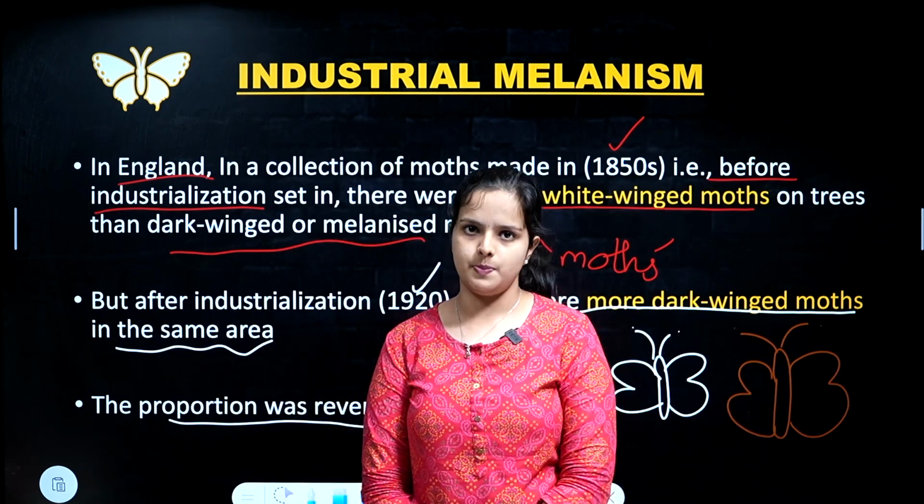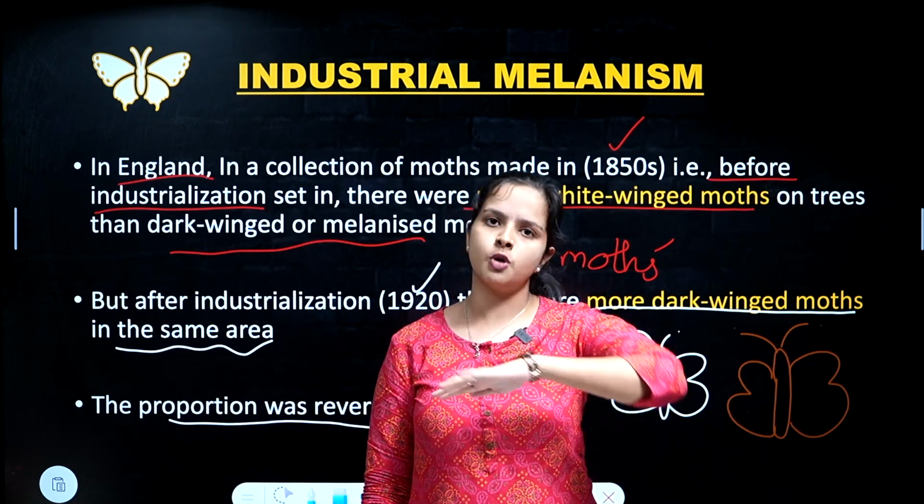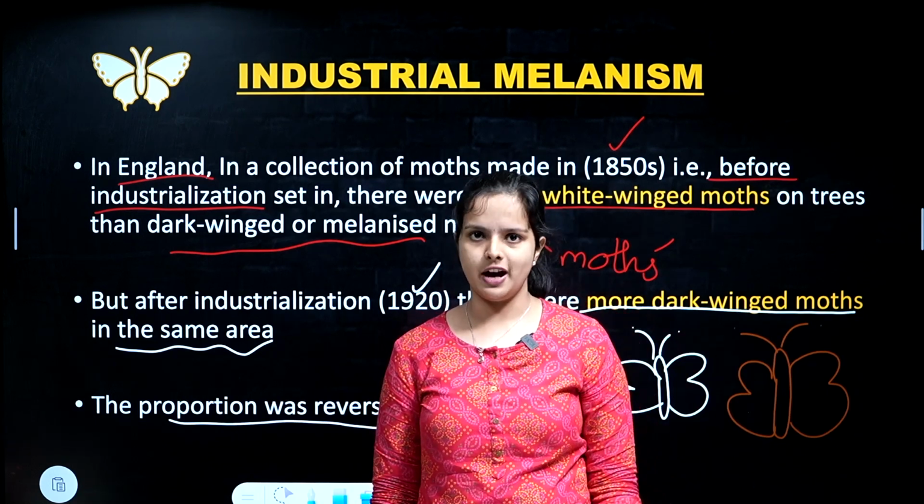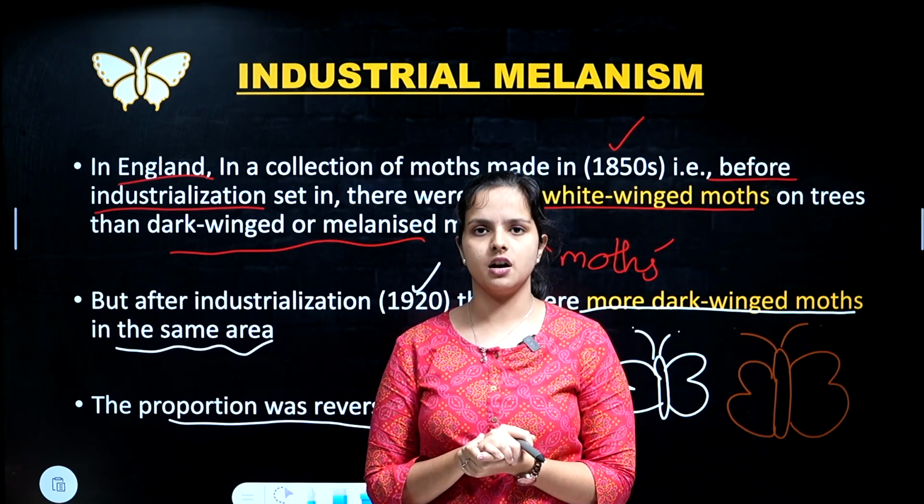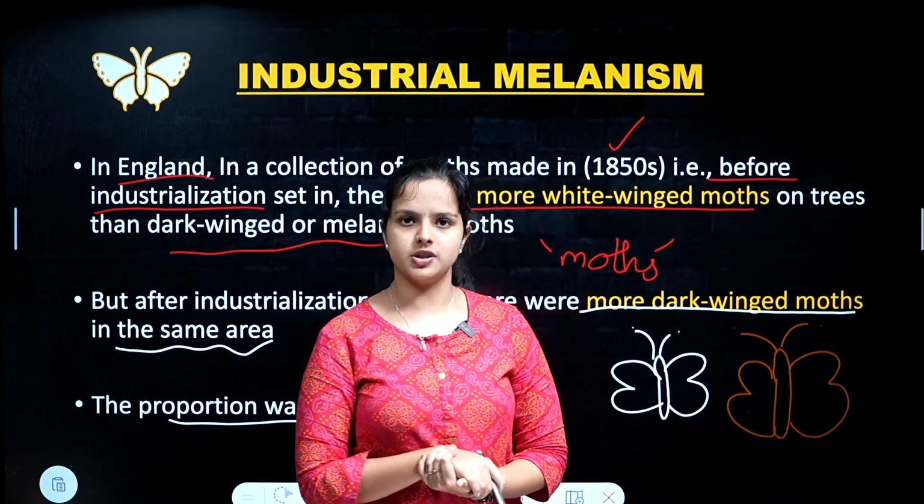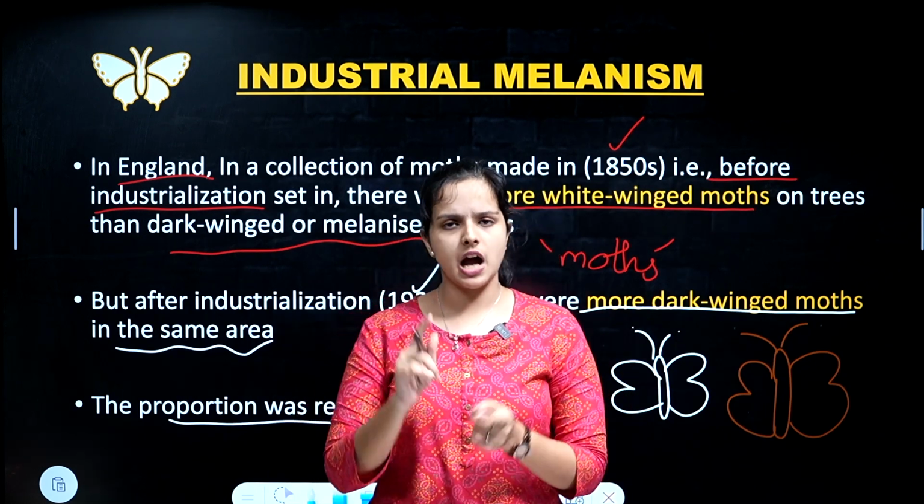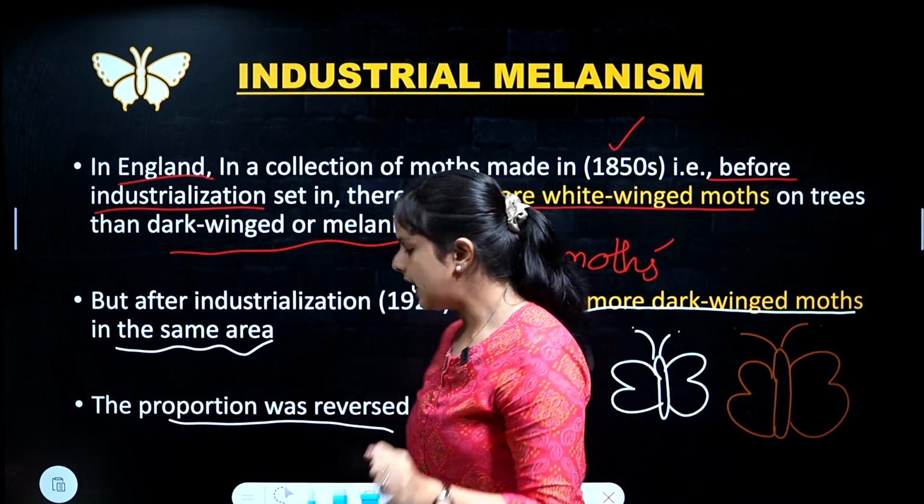So how did this happen? Before the industry set in, the majority of moths were white, and after the industries, the dark-winged moths were the majority. How did that happen? How did the proportion get reversed? I'll tell you.